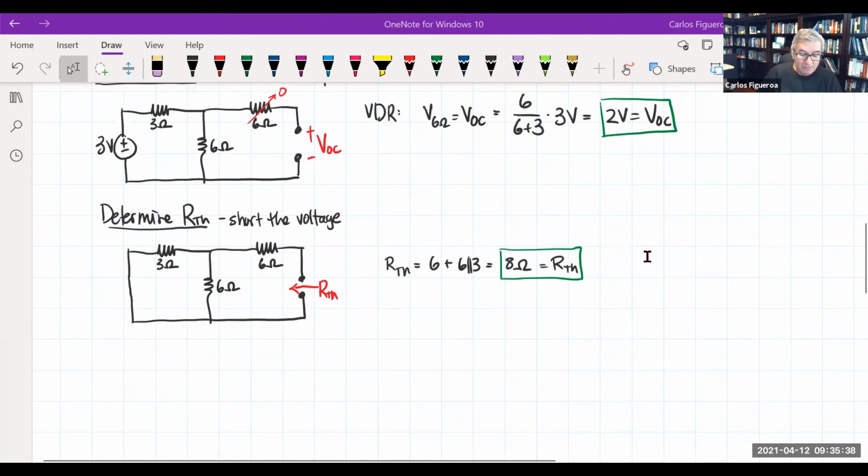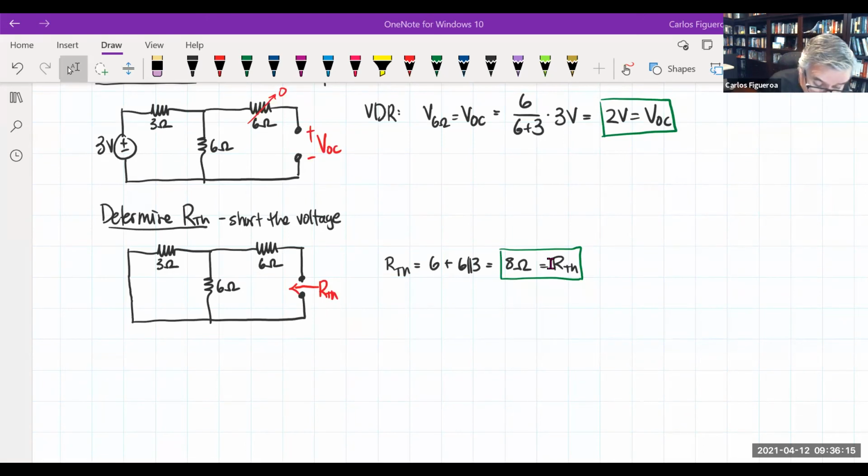Now I need to determine RTH. How do I determine RTH? Well, I short out the voltage source. Why? Because this is a constant source. Could I have done a short circuit? Yes, but in this case, because it's a constant source, I'm going to use that technique, method 1 from the Thevenin circuit. I can see that the 6 is in series with the 3 and 6 in parallel. So R Thevenin is 6 plus 6 parallel to 3, which is of course 2. That gives me an 8 ohm resistor.